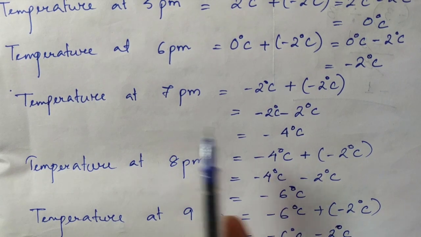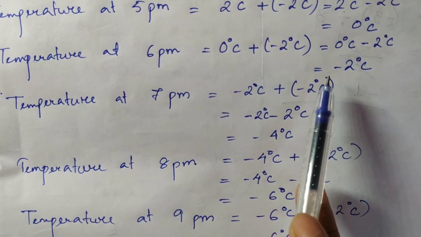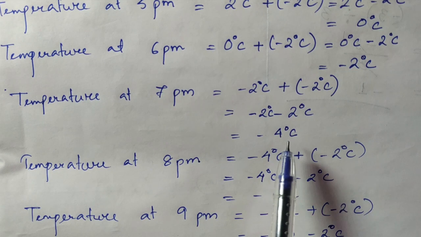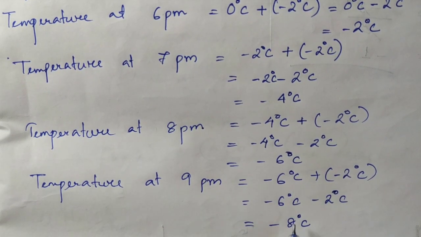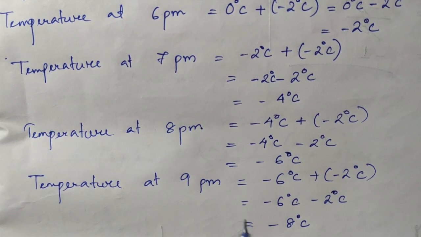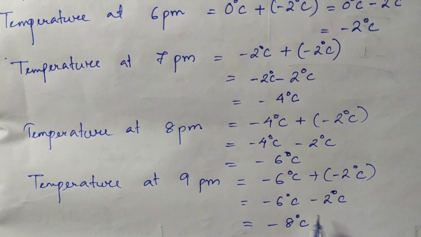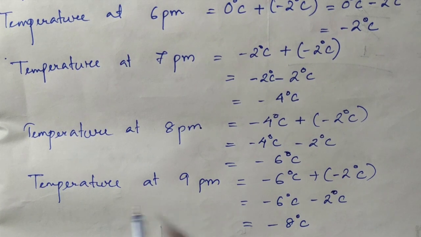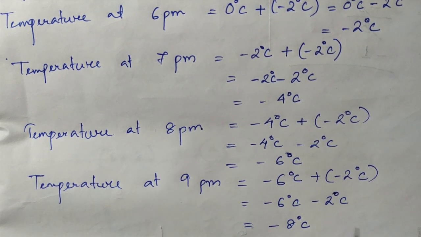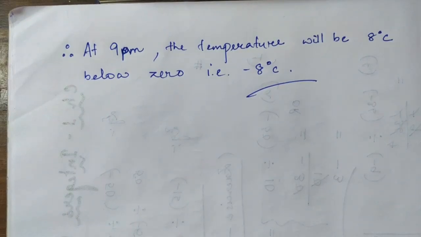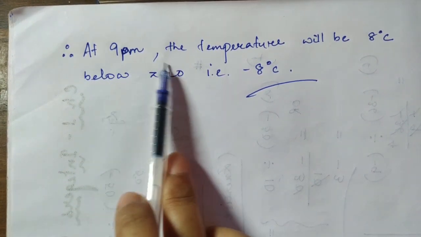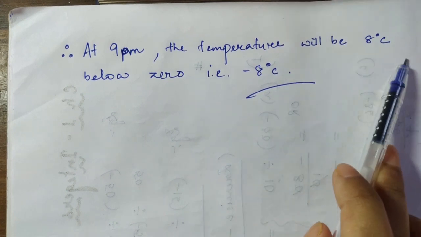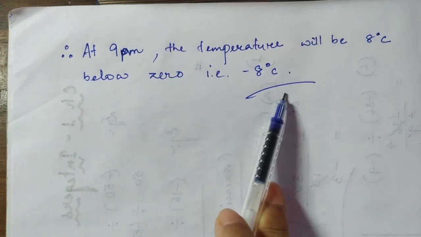Temperature at 6 p.m. is minus 2 degrees Celsius. At 7 p.m. it's minus 4. At 8 it is minus 6. And at 9 we have got minus 8 degrees Celsius, that is 8 degrees Celsius below 0. So at what time? At 9 p.m. we get the required temperature. So we'll write down the statement: therefore at 9 p.m. the temperature will be 8 degrees Celsius below 0, that is minus 8 degrees Celsius.